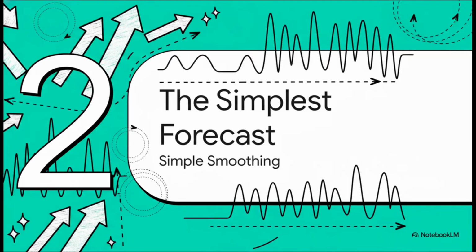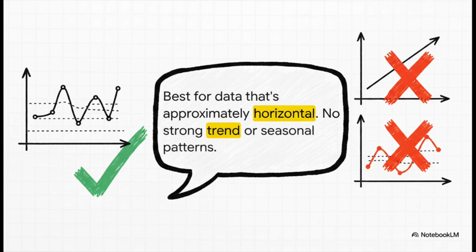All right, it is time for our first level up. Let's start with the foundation of our entire toolkit, simple exponential smoothing. This is one of the most widely used forecasting techniques on the entire planet, and it's because of its beautiful, beautiful simplicity. Okay, so this is crucial. You have to know when to use this tool. Simple exponential smoothing is your go-to method when your data is just kind of bouncing around a stable average. There's no obvious upward or downward slope, and there are no repeating seasonal patterns. It's built for that flat, horizontal-looking data.